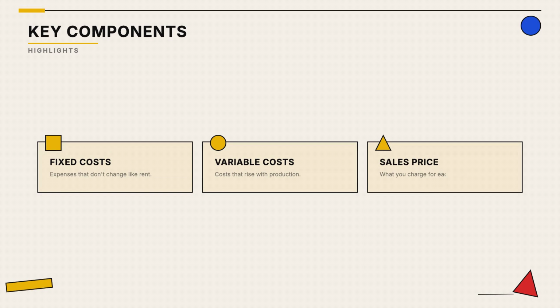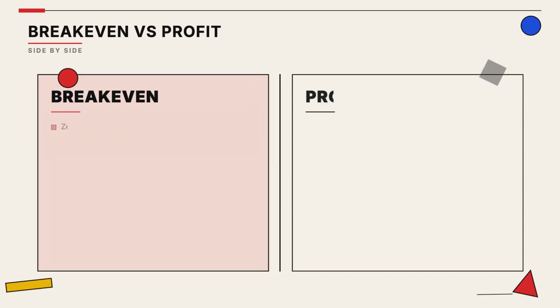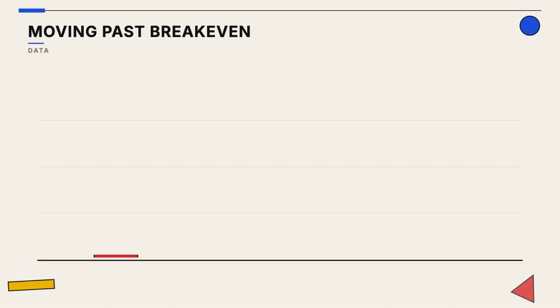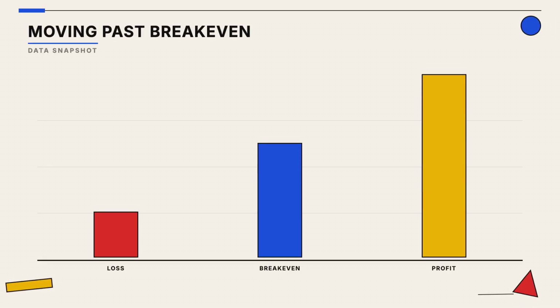Understanding these three pillars allows you to calculate exactly how much volume is needed to sustain a business or a new project. Many people confuse these two, but break-even is just the starting line. Profit only happens once you move past that point. As you can see, costs remain a hurdle until you hit that middle bar. Every unit sold after that contributes directly to the bottom line.